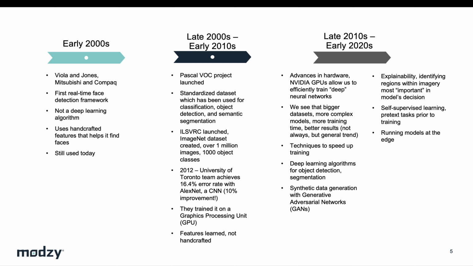We see newer deep learning algorithms coming out for different machine learning tasks like object detection, segmentation. We're able to generate synthetic data, for example, using GANs to generate really realistic looking images of people's faces that are almost indistinguishable from real images. We look at explainability, so new techniques came out to be able to understand which region in the image was most important in a model's decision. Things like self-supervised learning and being able to run these models at the edge. So I could have listed a lot more bullet points here, but we've really made a lot of progress over the last decade.